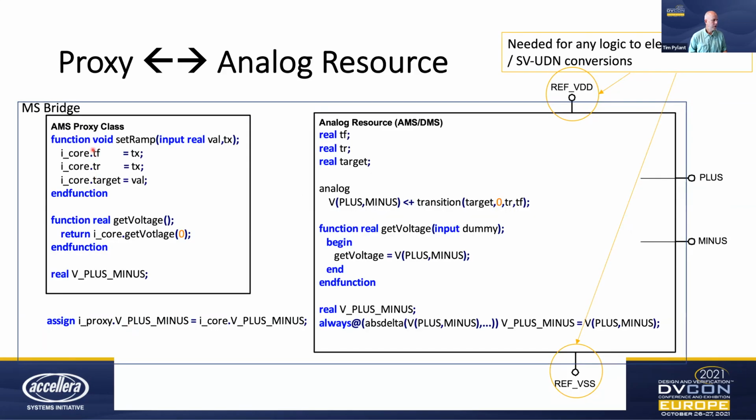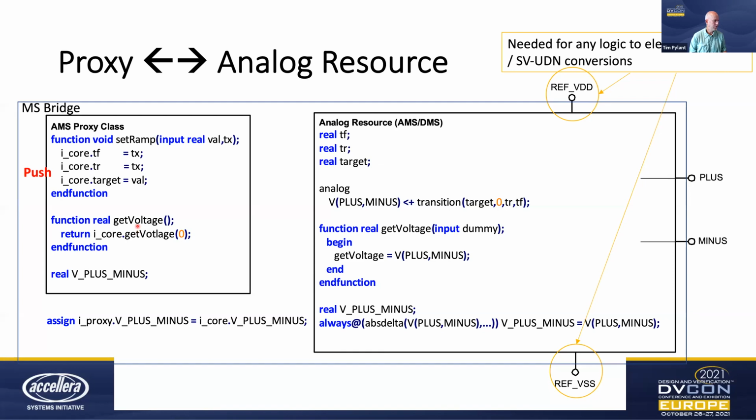So inside of our MS bridge, we have our proxy class. There's another example. We have our set ramp. So we're going to pass in two values into our set ramp that are going to set the values for TF and TR, rise and fall, within our analog resource. So those are both real numbers. And then we have our target. I'm sorry, our rise and fall will be TX, and then our target will be val. And then we also have a function, get value.